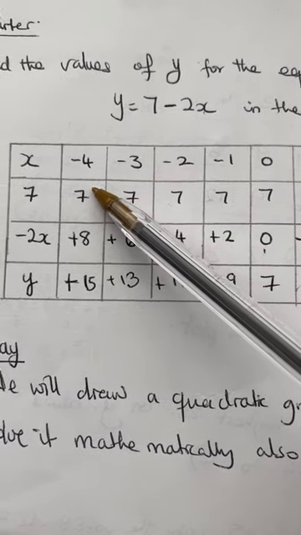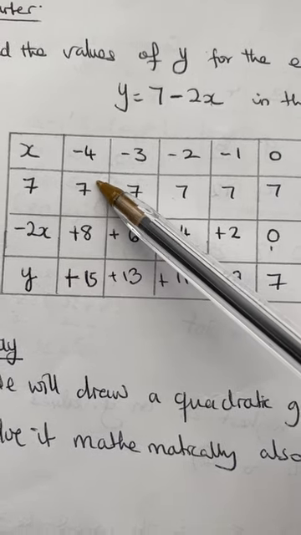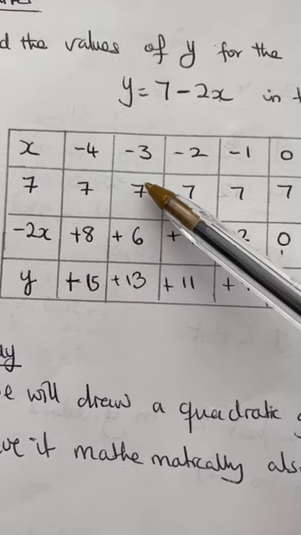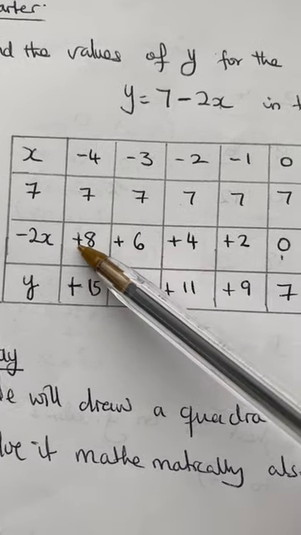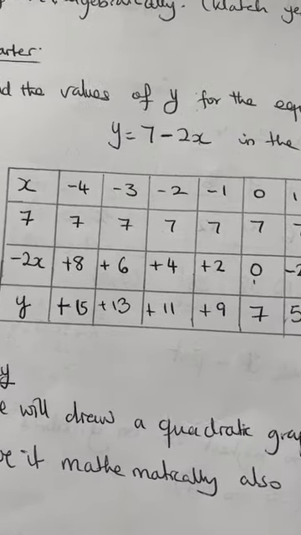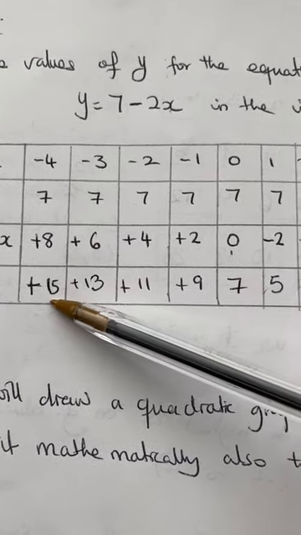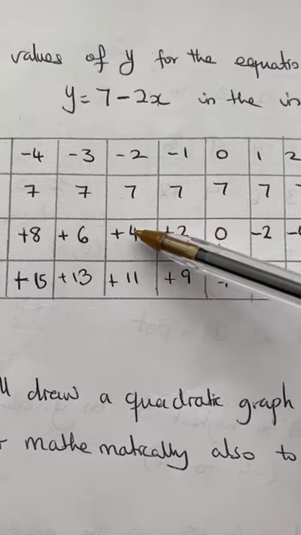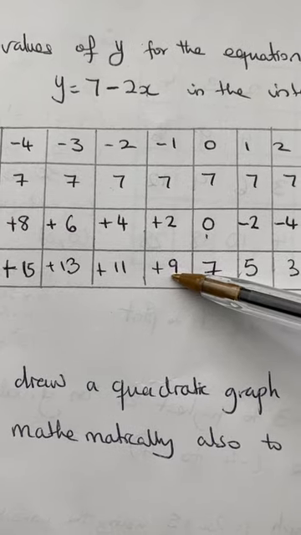Now, I need 7 minus 2x. So 7 minus 2x is 15. All this column here is minus 2x, so I don't have to subtract again. So 7 plus 8 is 15. 7 plus 6 is 13. 7 plus 4 is 11. 7 plus 2 is 9.